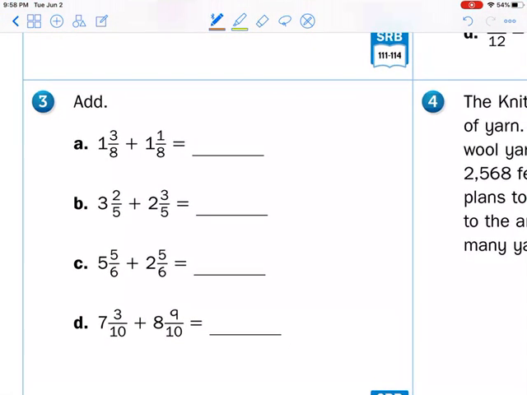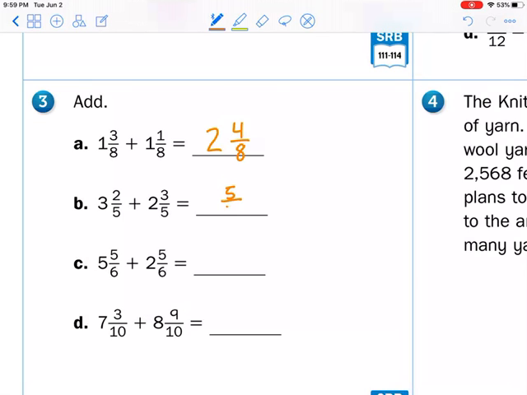Okay, let's look at number 3. We are adding mixed numbers. So you do want to do your fractions first in case you have to change an improper fraction to a mixed number. So 3/8 plus 1/8 is 4/8, and then 1 plus 1 is 2. So 2 4/8.